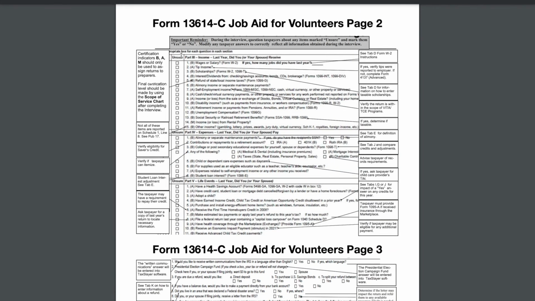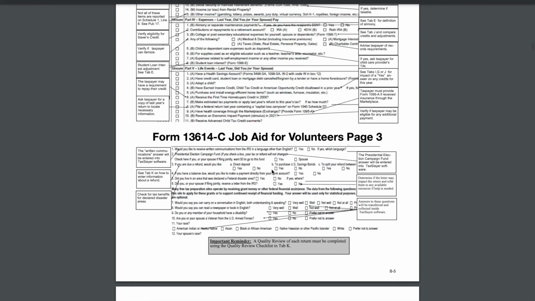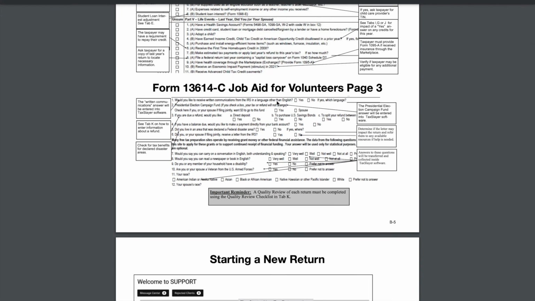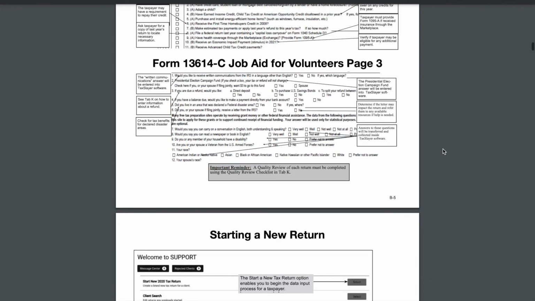So we're talking about here a lot of different income and expenses and life event stuff that they have. And then here we're looking at page 3, where there is some more life event stuff and also some choices and identification information for each of the individual taxpayers.